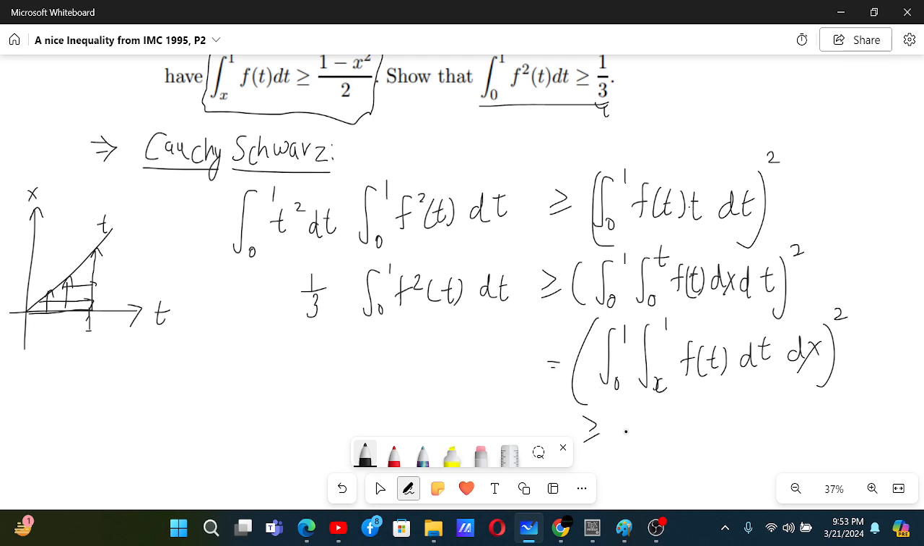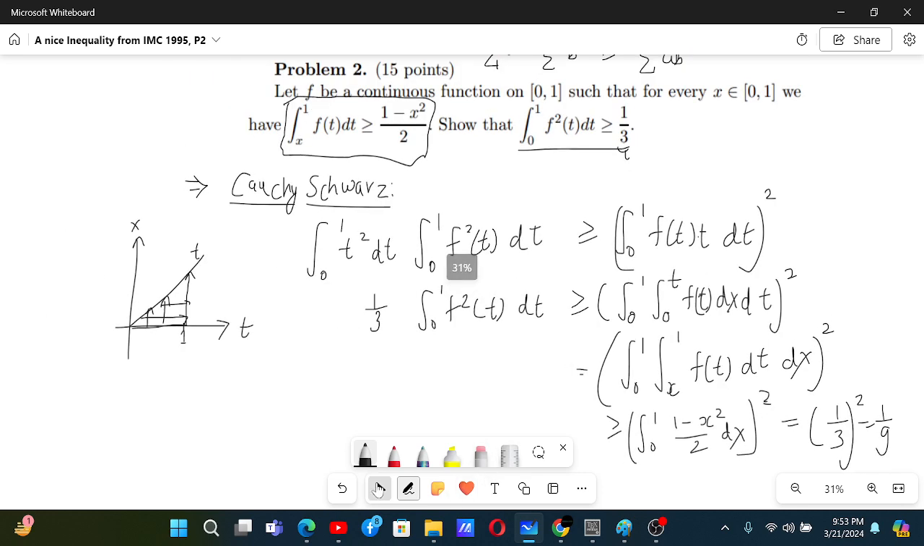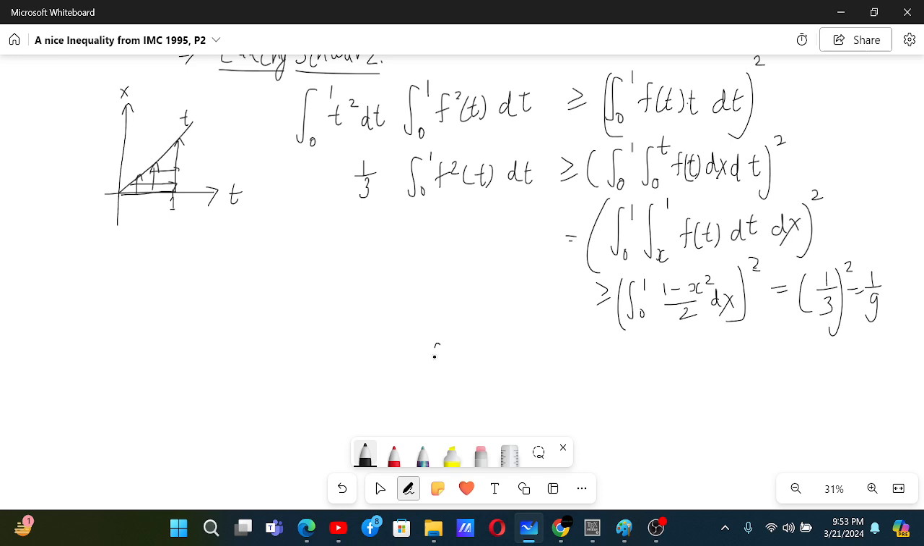So this is greater than or equal to the integral from 0 to 1 of (1 minus x squared) by 2 dx. Now evaluate this one and you get that this is just 1 by 3. 1 by 3 squared is 1 by 9. So see, it's proved now. The integral from 0 to 1 of f squared t dt is greater than or equal to 3 by 9, that's 1 by 3. And it proves the statement.